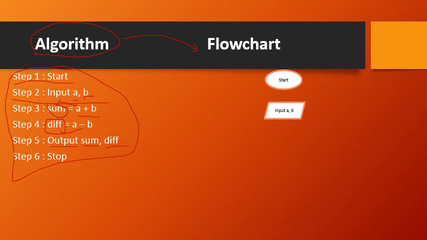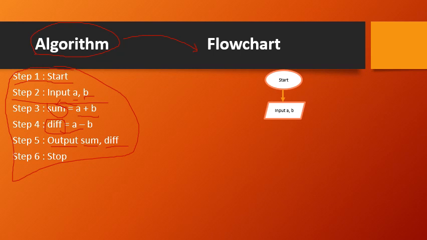Now I have to perform this second step, that is input, after doing the start. So I need to link these two together. That linking can be done by using an arrow. This arrow is pointing downwards, that indicates start. From here the control is going to the next step, that is for the input.